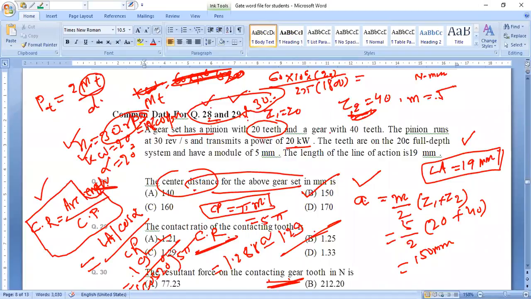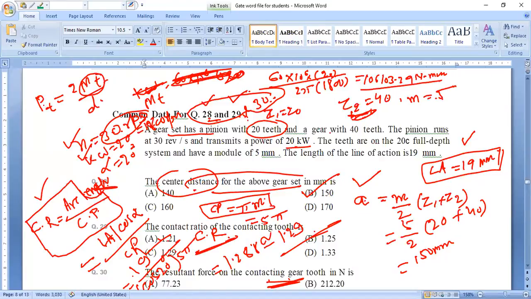टॉर्क कितना आ रहा है? 60 into 10 to the power 6 into 20 divided by 2 pi 1800, 106103.29 है ना? तो ये टॉर्क हो गया.